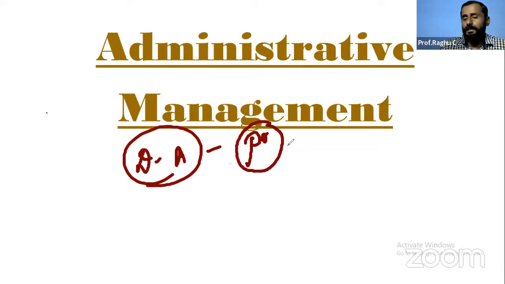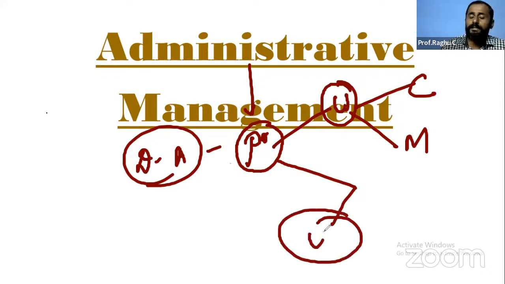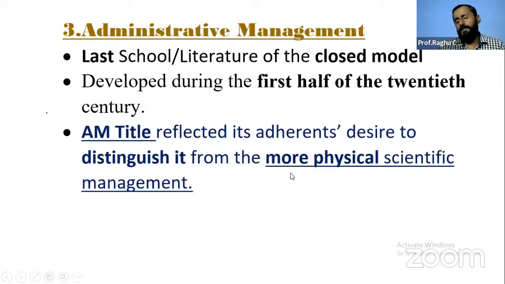So these principles, according to the proponents of administrative management, were universal. They can be applied equally to the church, to the military organization, to any organization in the United States, to any organization in a remote village, in a tribal hamlet. In this regard, many in this school of thought proposed some of the principles.